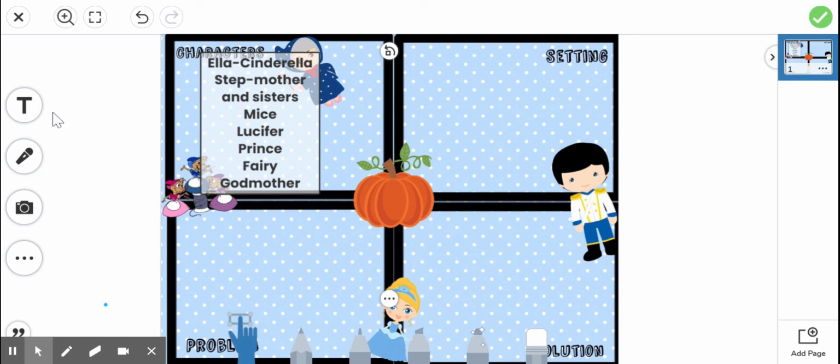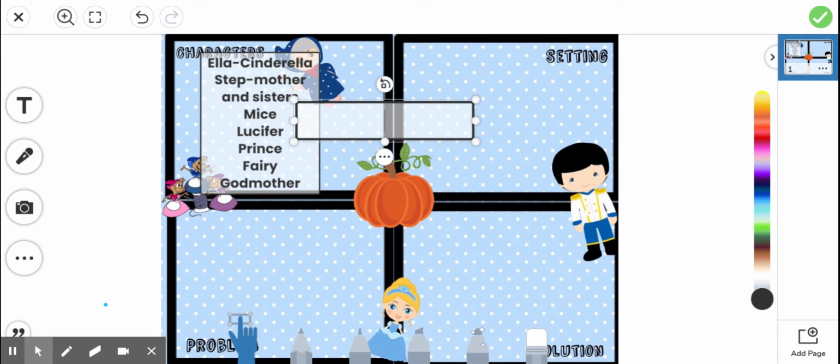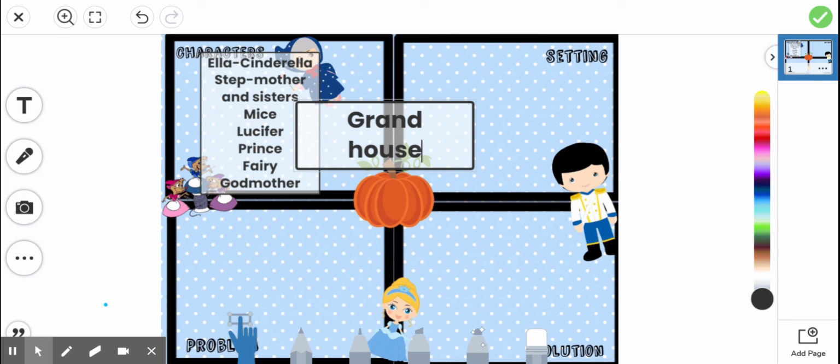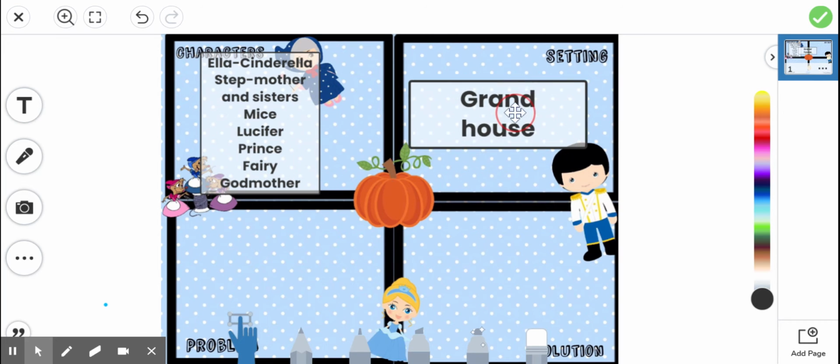The setting of the story is where the story takes place. And if you look at the picture, it's a grand house or home. You could call it a mansion. You could say the stepmother's home, but it was a really fancy, enormous house.